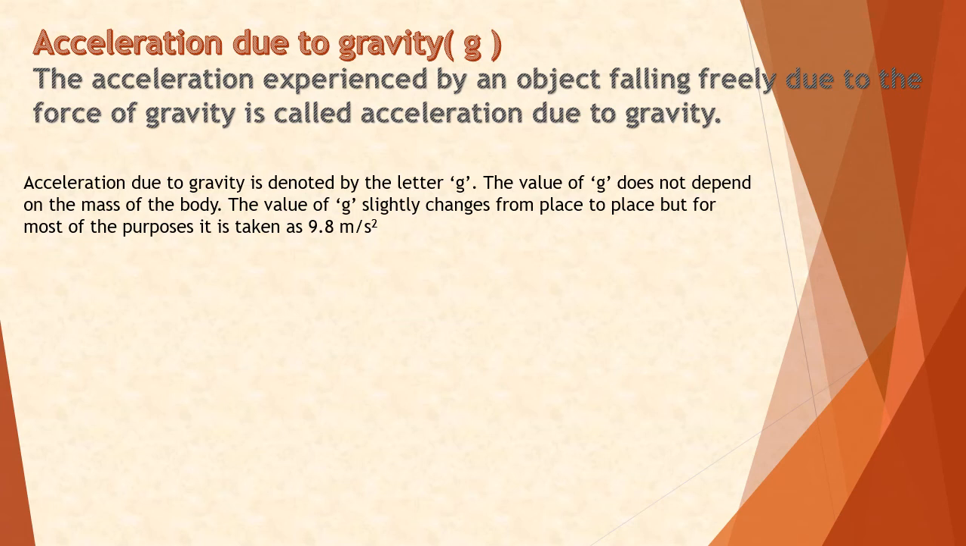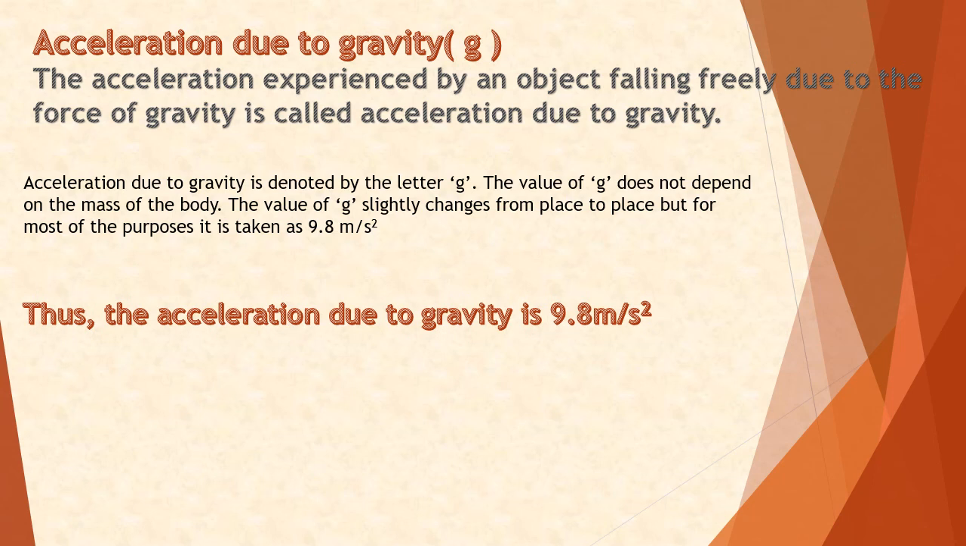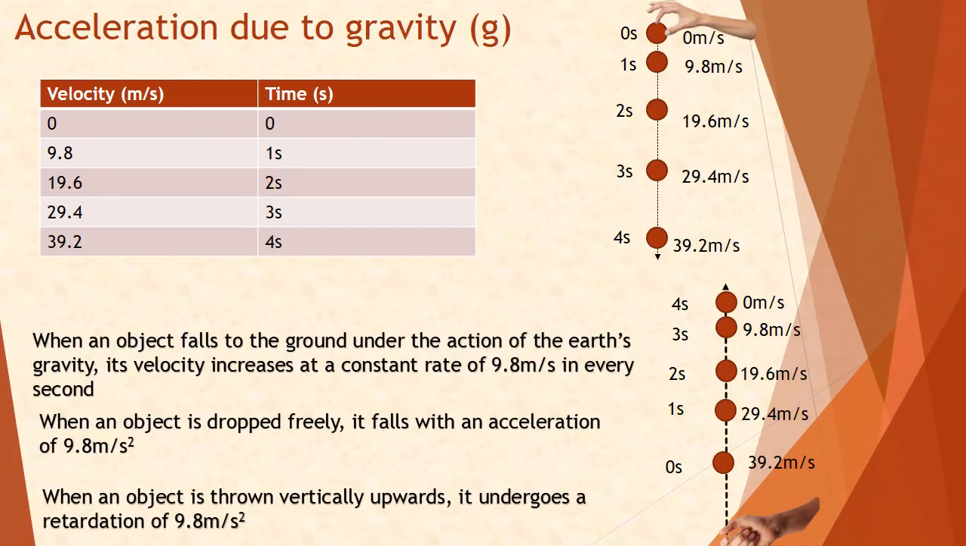Acceleration due to gravity does not depend on the mass of the body, as we know, and the value of g slightly varies from place to place, but for most of the purposes, the calculated value of g, that is acceleration due to gravity, is taken as 9.8 meter per second square. So what do we mean when we say that the acceleration due to gravity at a place is 9.8 meter per second square? Children, look at the data that is given here and look at the figures.